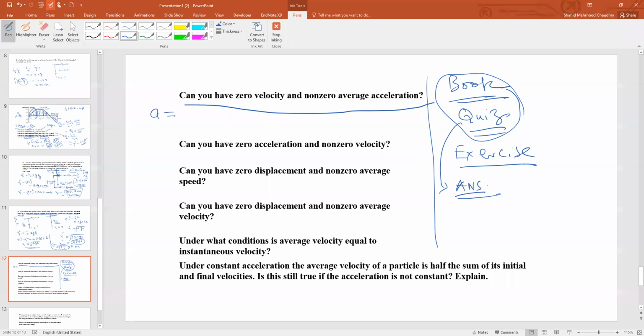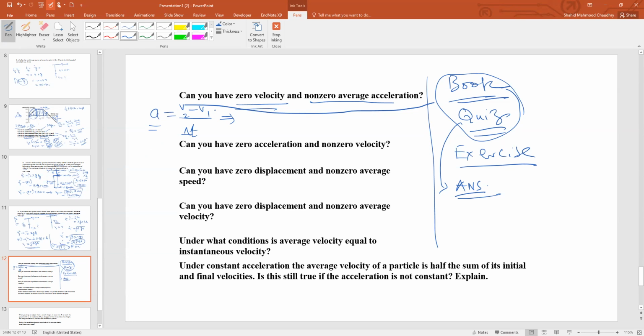What is the acceleration equation? Change in velocity, delta v, is v2 minus v1, over t. I'm writing here delta t. So if there is non-zero average acceleration, this is non-zero, and can you have zero velocity?